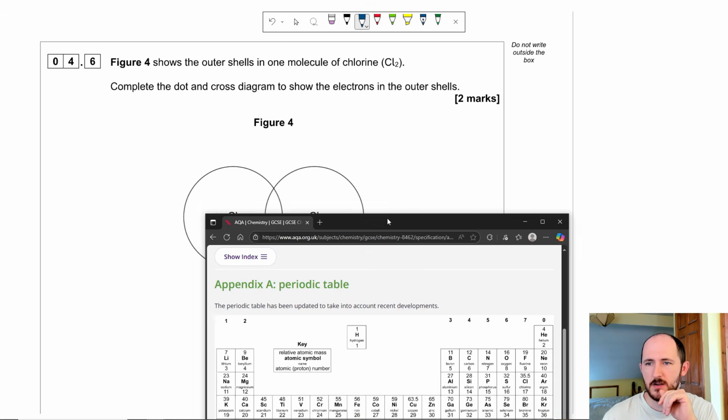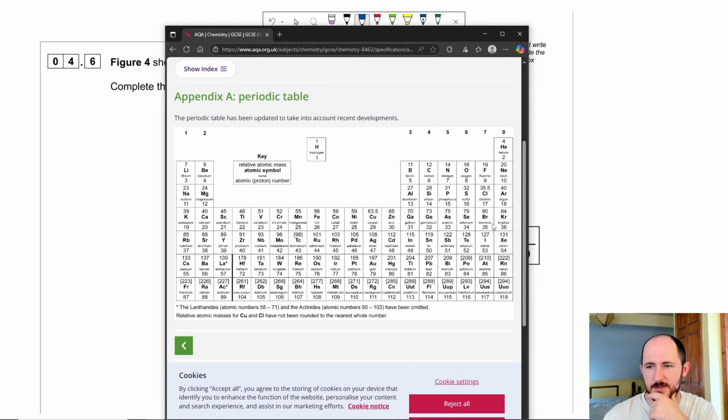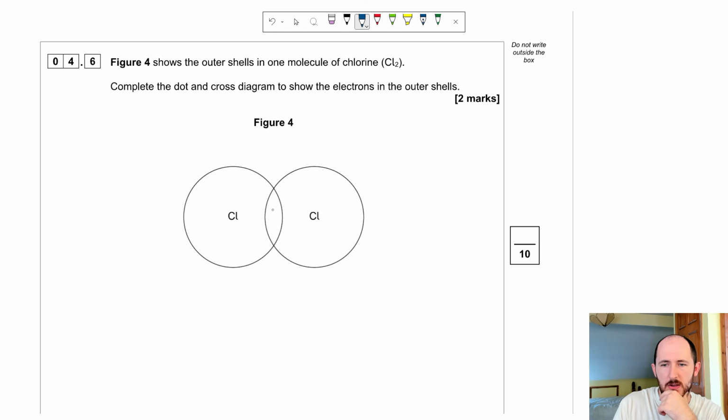Now, because these overlap, this is a covalent bond, which means they're going to share an electron. Now, how many electrons do they need? Well, they need 1 electron each, which means they're probably going to share 1 electron. Logically, right? And that made that have a full outer shell.